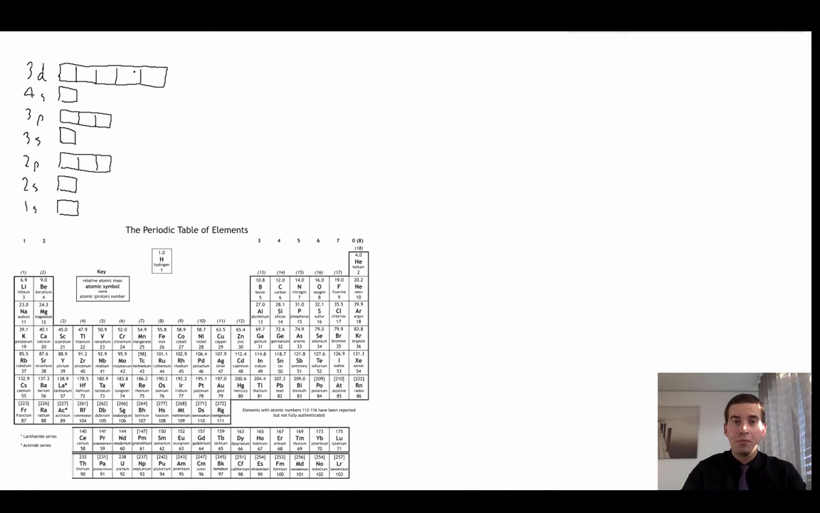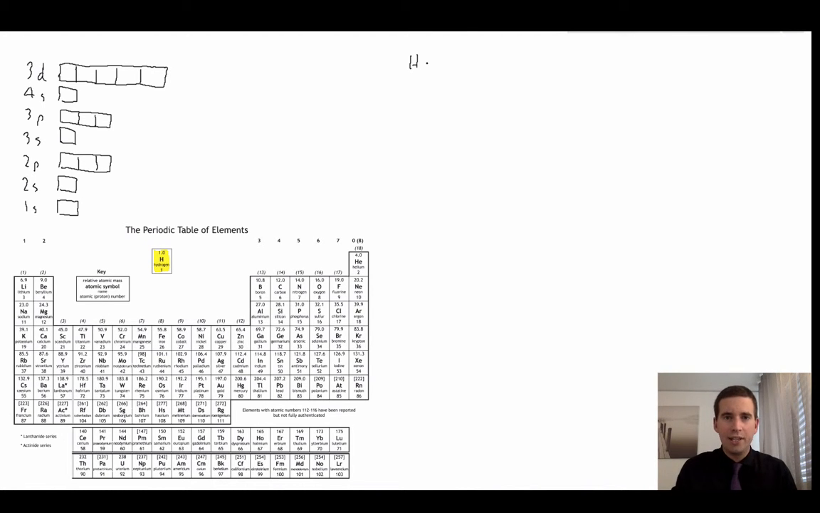Okay, you might think I've made a mistake with how I've drawn these, but you'll see this is how it's supposed to be in a little bit. Okay, so we're going to go through all the elements. I'm going to write the electronic configuration on the right hand side, and I'm going to draw in the orbital diagrams on the left. So let's start with hydrogen.